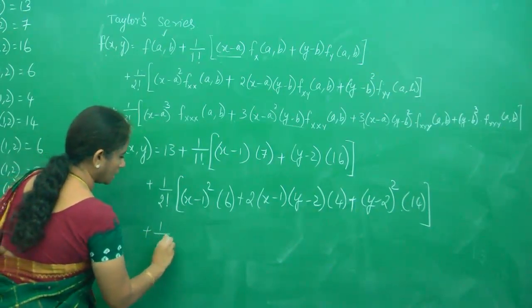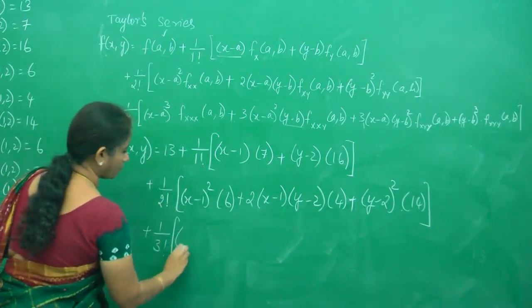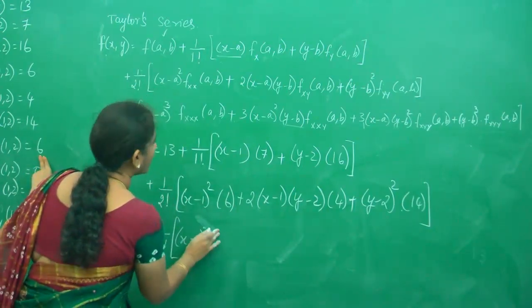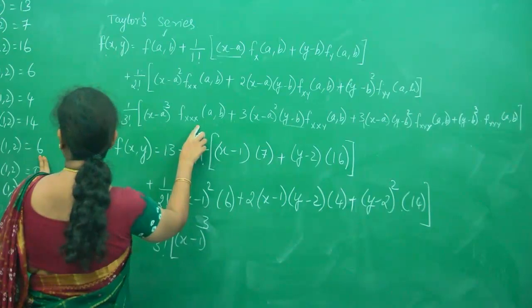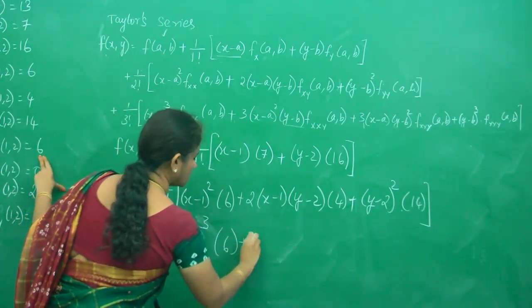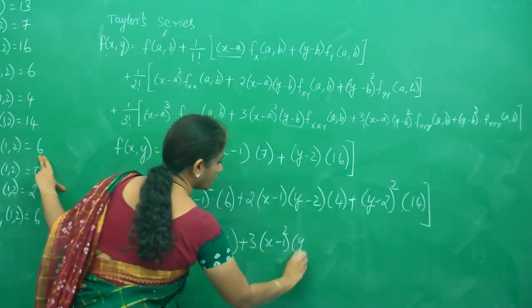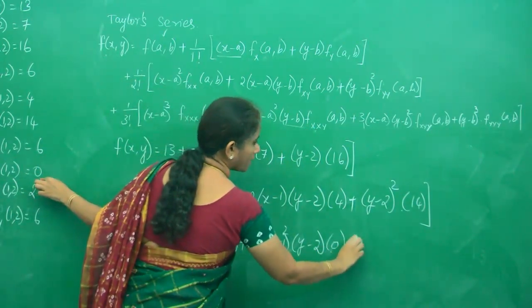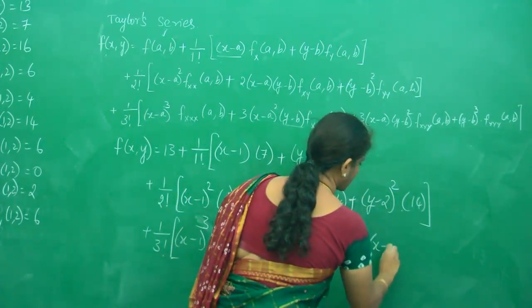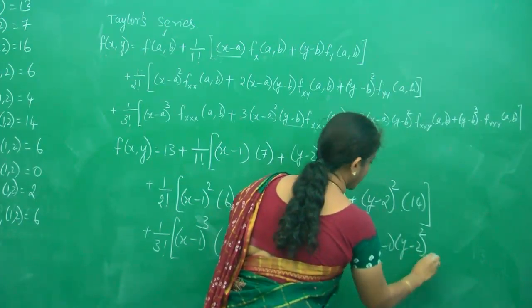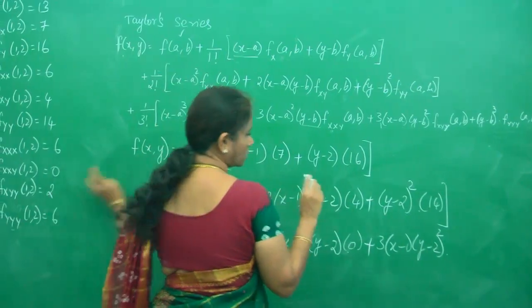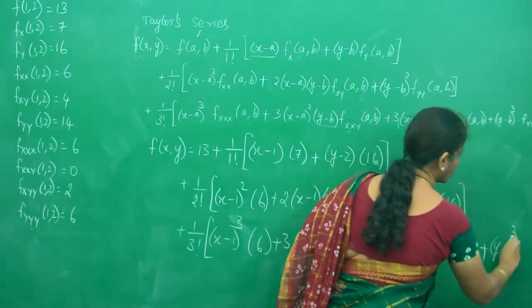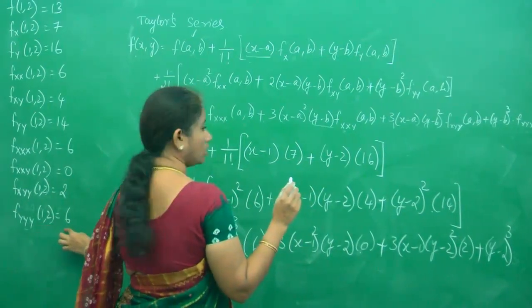Plus, move to the third line, don't write it in the same line: x minus 1 the whole cube into f triple x, which is 6, plus 3 into x minus 1 the whole square into y minus 2 into fxxy, which is 0, plus 3 into x minus 1 into y minus 2 the whole square into fxyy, which is 2, plus y minus 2 the whole cube into fyyy(1,2), which is 6.